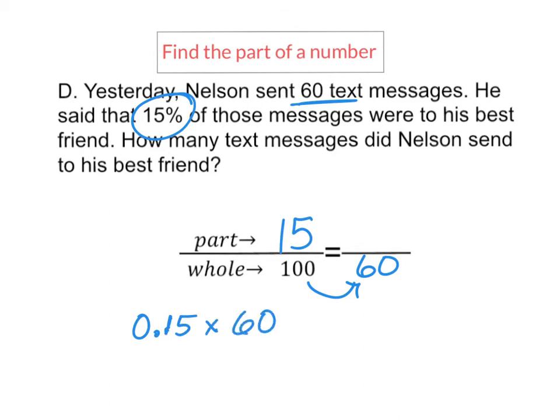I'm doing it this way because it's not easy to get from 100 to 60 using a whole number. So I can use my calculator or my brain. I'm going to multiply 15 hundredths by 60 to get 9. So that means he sent 9 messages to his friend. Again, this 15 came from 15% as a decimal. We can think about that as 15 out of 100.